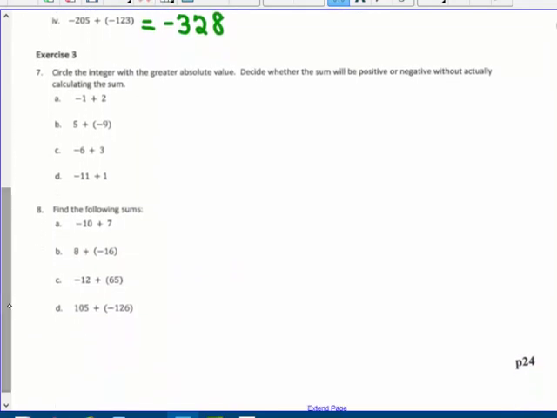Circle the integer with the greater absolute value and then decide whether the sum will be positive or negative without actually calculating it. Well, 2's got a larger absolute value, so it's positive. The sum will be positive. Negative 9 has the absolute value of 9. That's larger. It's negative. The sum will be negative. Negative 6 has a larger absolute value, 6, compared to 3. So it's negative. The sum will be negative. Negative 11 has the larger absolute value. It's negative. The sum will be negative.